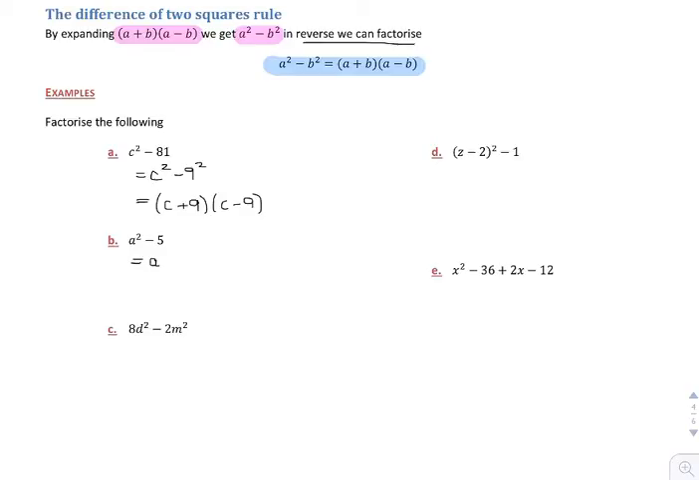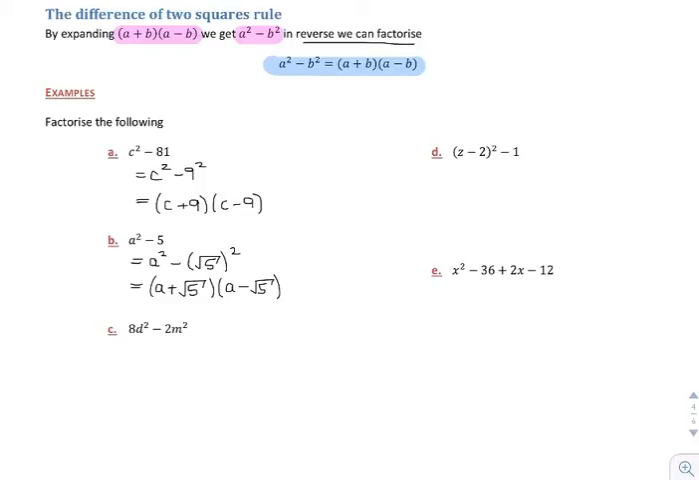In the second one, a squared minus 5. 5 is not a square number, so what we can actually do is take the square root of it and then square it. This is a third property that we've looked at previously, because we know that that square root and that square will cancel and leave us with 5, so this is accurate. What this means is our b value will be root 5 and our a value is a. So we can factorize this to get (a plus root 5)(a minus root 5).